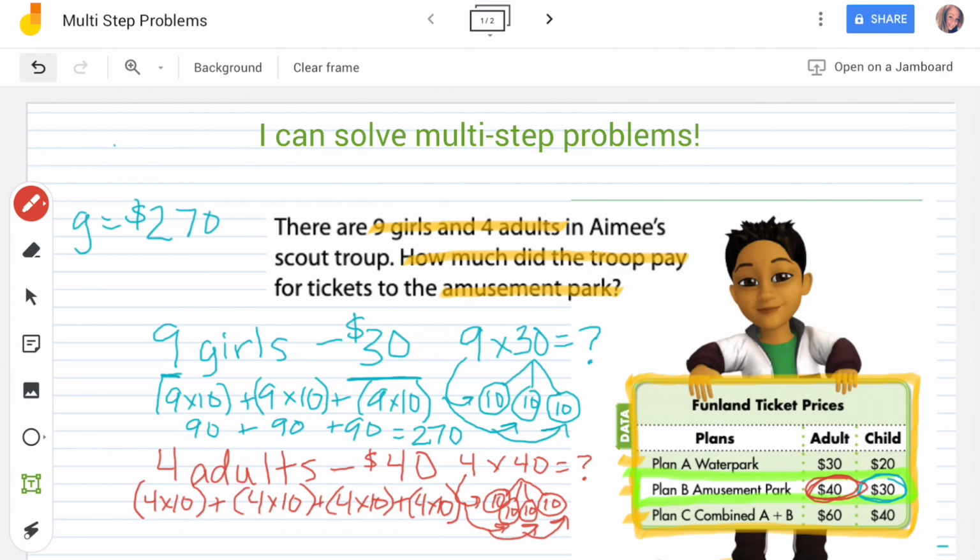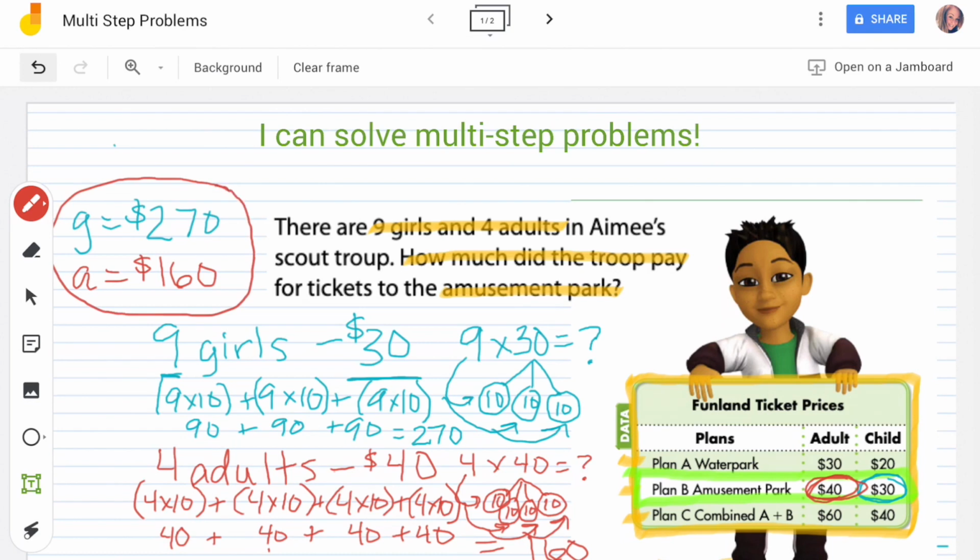What is 4 groups of 10 or 4 times 10? It's right, it is 40. So I know I have 40 plus 40 plus 40 plus 40. If I add those together, that's going to give me my total. 40 plus 40 is 80. 80 plus 40 is 120. 120 plus 40 equals 160. That tells me that the cost for the adults equals $160.